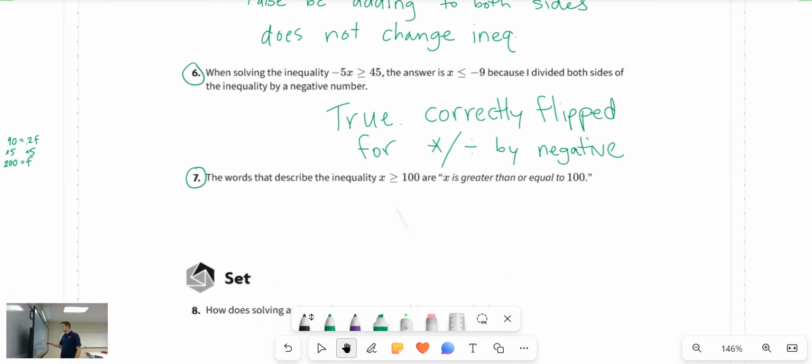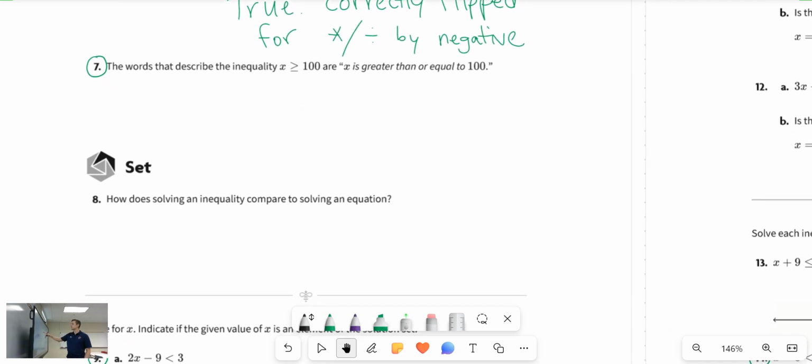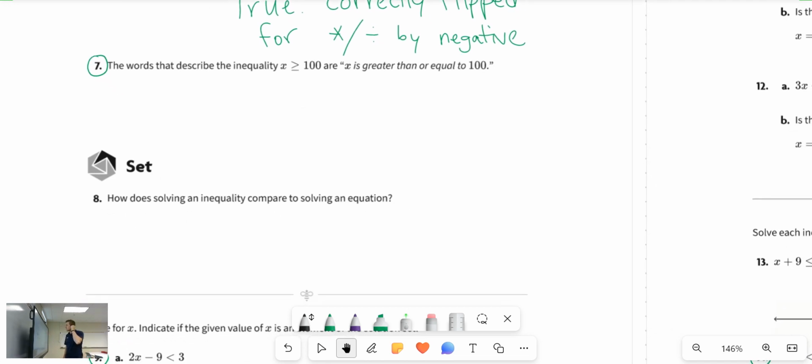All right, let's move on to 7, and this should be our last one from the ready. The words that describe the inequality x is greater than or equal to 100 are x is greater than or equal to 100. Oh, perfect. True. And your reasoning can be that's exactly how you read it. X is greater than or equal to 100, and that's exactly what's written. True. Perfectly worded.